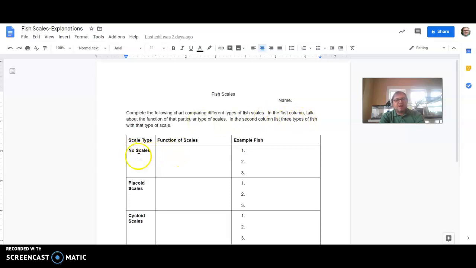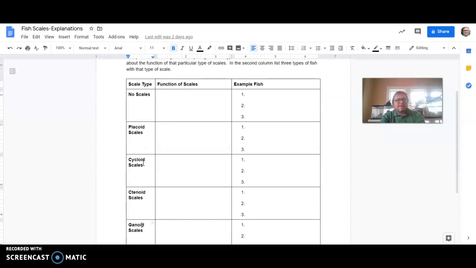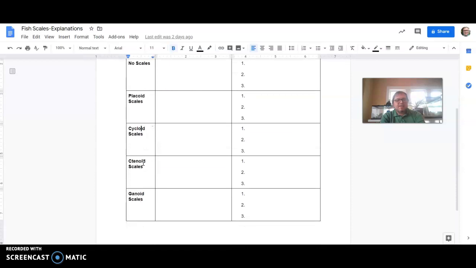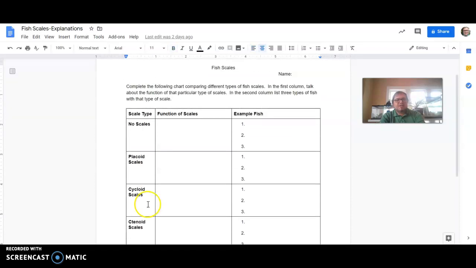In the first column, we've got the different types of scales. So again, no scales, placoid scales, cycloid scales, ctenoid scales, and ganoid scales. You've got all of those different types. What I want you to do in this second column is put the function of the scales. So again, talk about what their function is as far as what they most help the fish with. We've talked a little bit about how they help the fish to survive, so that's what I want you to put in those.